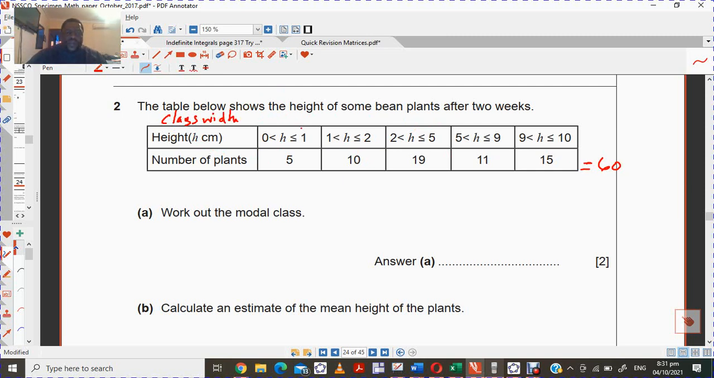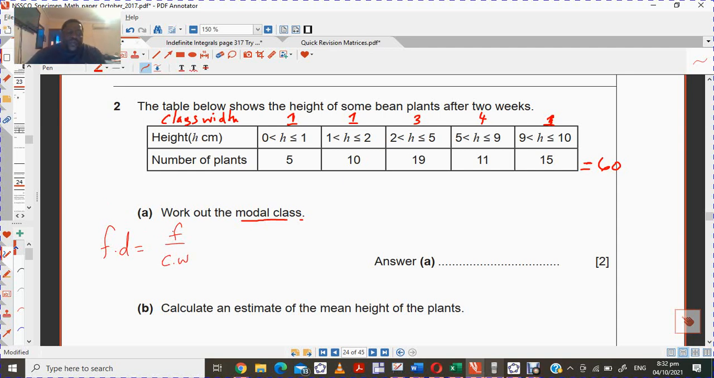The class width you find by taking 1 minus 0, which is 1, 2 minus 1, which is 1, 5 minus 2, which is 3, 9 minus 5, which is 4, 10 minus 9, which is 1. Class width. Very important. So why am I doing that? Well, the modal class. It's something that we refer to as the frequency density. And frequency density is calculated by taking the frequency and dividing that by the class width.